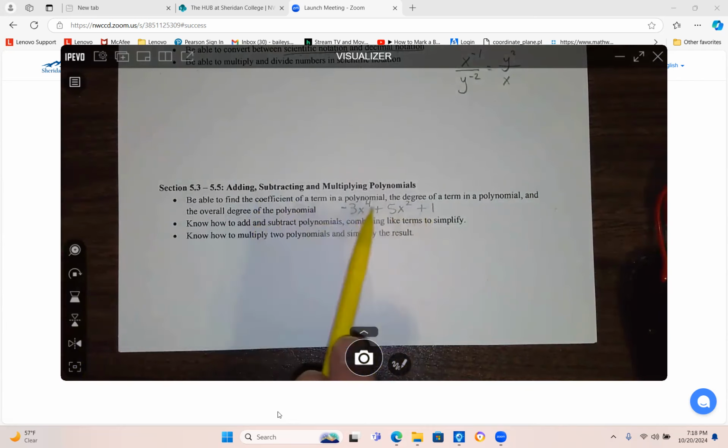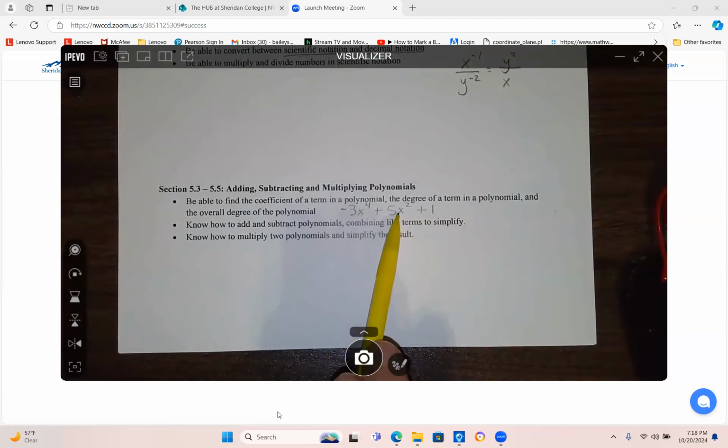And then here, the degree of a term in a polynomial. Here, the degree is 4. Here, this term, the degree is 2. Here, the degree is 0. All right, you'd have an x to the 0.